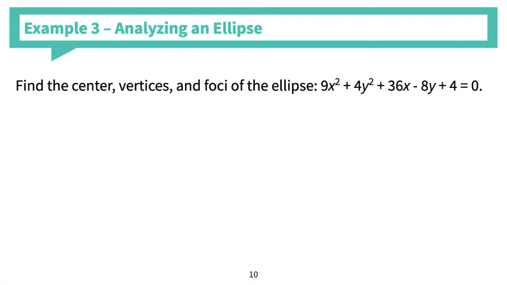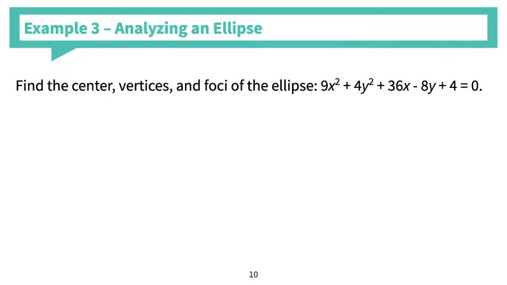So in today's lesson, we're going to take a look at the equations of an ellipse. And you already did this, but we're going to take a little bit of a deeper look into the equation. So in this example, we want to find the coordinates for the center, both of the vertices, and both of the foci. So we have this equation: 9x squared plus 4y squared plus 36x minus 8y plus 4 equals 0.